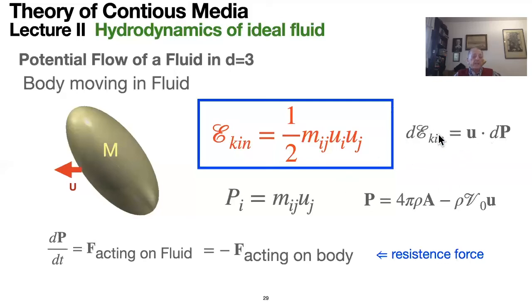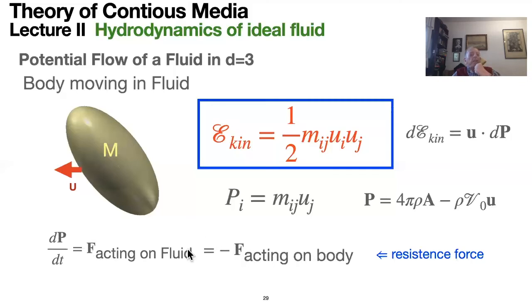Okay, so let's calculate this as a derivative with respect to time. Then it is proportional to the time derivative of the vector p, dp over dt. And the derivative of a momentum with respect to time is just a force acting on a fluid, as we know from Newton's laws. So because the time derivative of the momentum is a force acting on the fluid, then it is sufficient to change its sign, from the third law of Newton, to say that it is minus the force acting on the body.